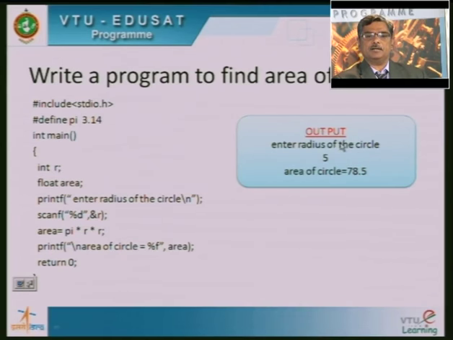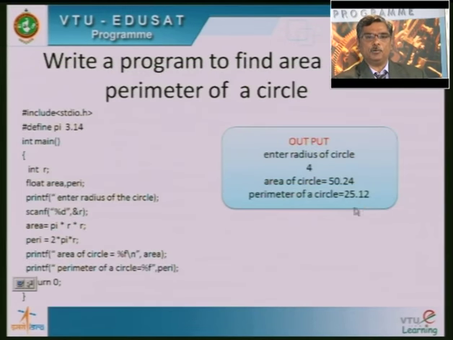Enter the radius of the circle. When the user presses 5 and presses enter, the message comes: area of circle is 78.5, because it is floating point data. Now you can include any number of such computation statements in your program, and you can write your own interesting programs. Now, a little bit more.